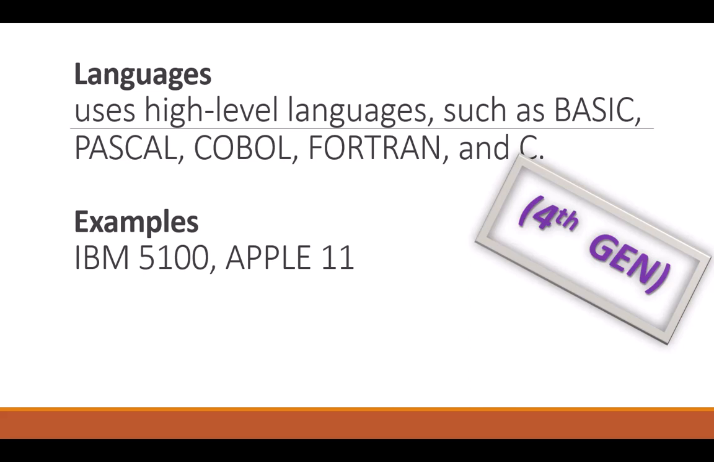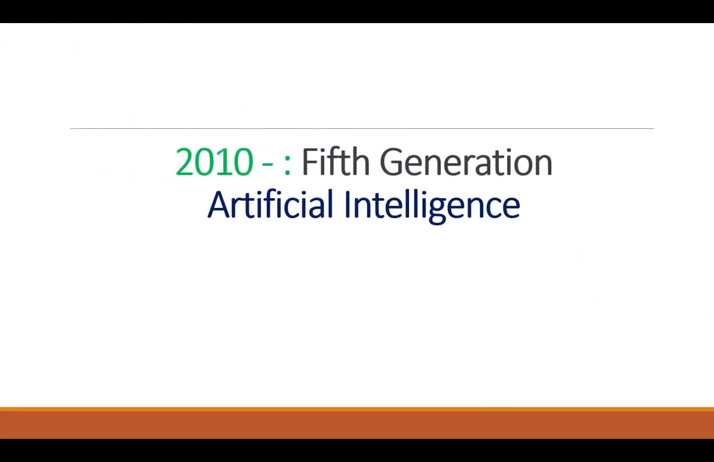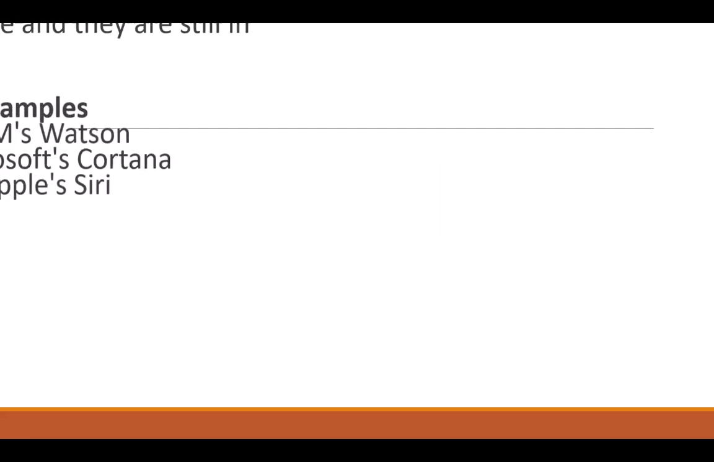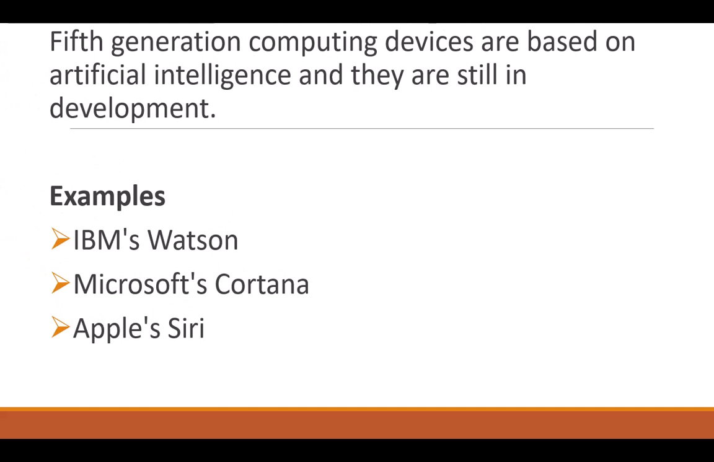Fifth-generation computing devices are based on artificial intelligence and they are still in development. Artificial intelligence refers to an area of computer science that deals with the simulation and creation of intelligent machines or intelligent behavior in computers. Examples: IBM's Watson, Microsoft's Cortana, and Apple's Siri.